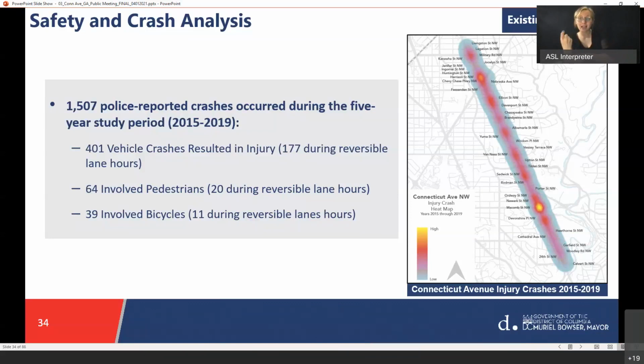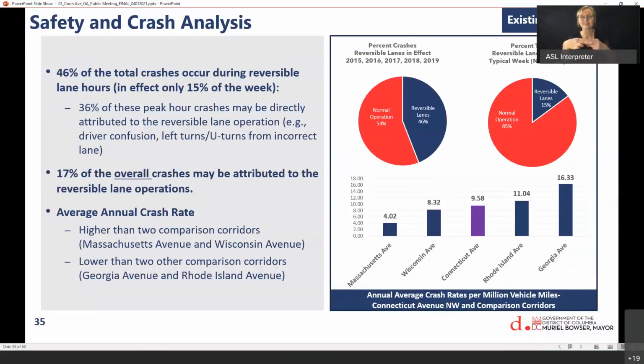Of the crashes that happened, 46% of total crashes happened during reversible lane hours. Of those crashes, 36%, or more than a third, could be directly attributed to the reversible lane condition. What we saw was that vehicles tended to turn left out of the wrong lane or make U-turns from the incorrect lane. Overall, that constitutes 17% of the overall crashes on the corridor.